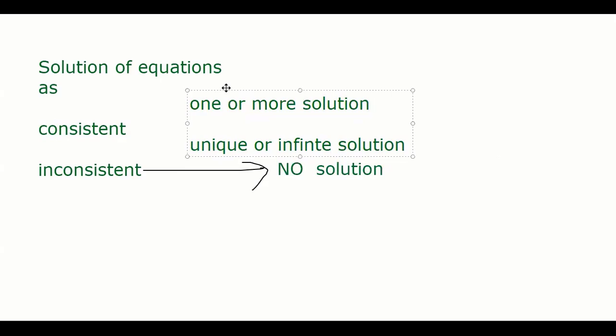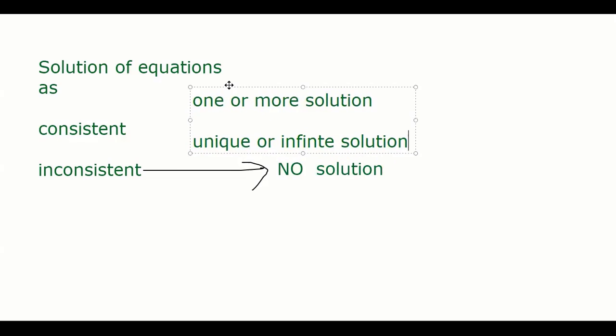A set of equation systems can have a unique solution, can have an infinite solution, or can have no solution. Graphically, you would have seen, अगर दो लाइन intersect हो रही है एक point पे, that have a unique solution, right? If the two lines are parallel, no solution. But if two lines are coincident, it means infinite solution.